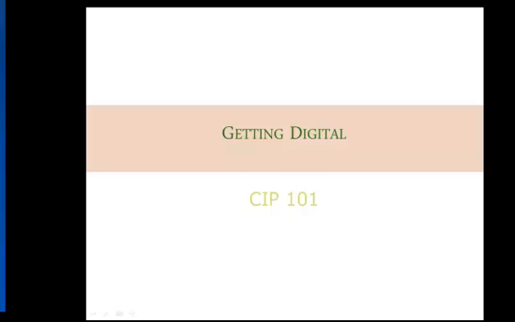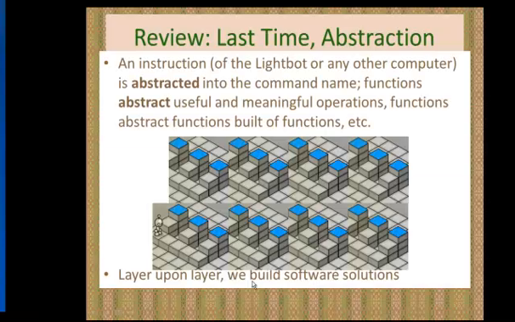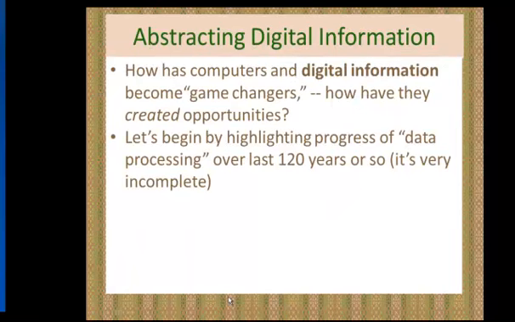In this lesson, we're going to look at getting digital. If you recall from last week, we talked about abstraction, looked at an instruction, which is an abstraction for a command name. We looked at functional abstractions, which were abstractions for groups of operations. In this lesson, we're looking at abstracting digital information.